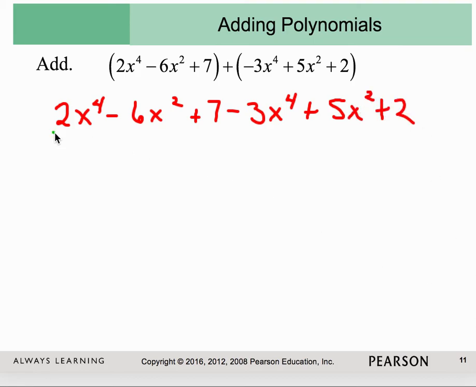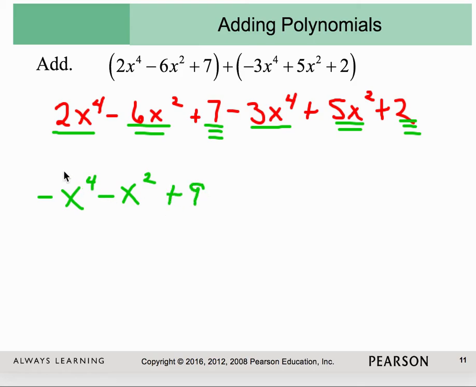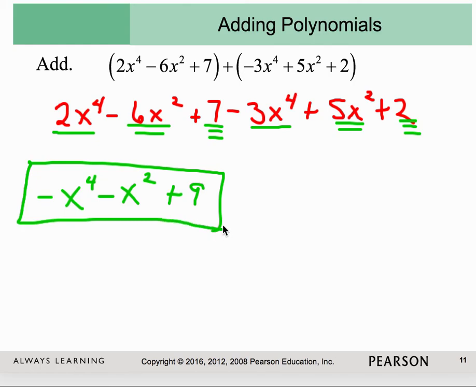Okay, looking for anything that's next to the fourth. 2 minus 3 will give me negative 1x to the fourth. Anything that's an x squared: 5x squared minus 6x squared. Anything that's just a constant: 7 plus 2. And I can tell from a glance that I've accounted for every term because I marked it.